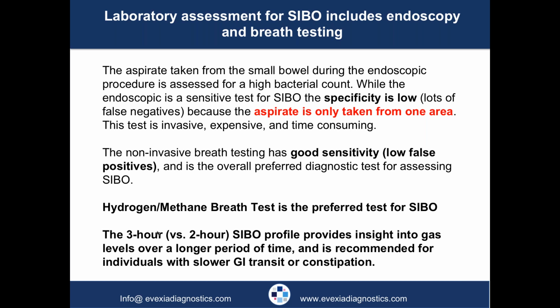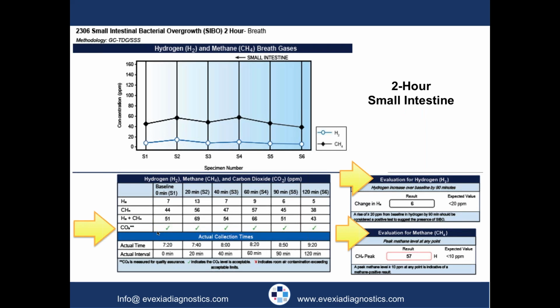The 3-hour test, if you choose to do that one, here's the reason for doing that over time: if the individual presents, again, patient history, with a slower gastrointestinal transit time, or if they have constipation, go for the 3-hour test. You need to extend that out. If everything seems to be okay as far as transit, the 2-hour test should be fine. But always consult with your notes and your patient history.